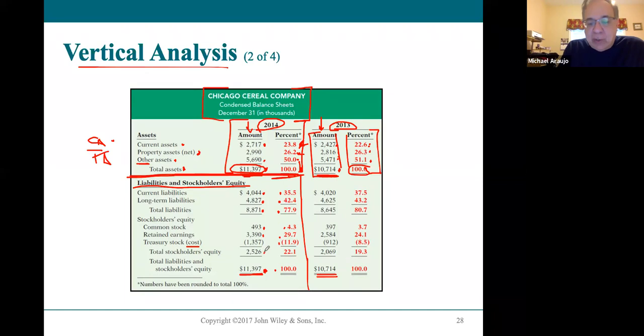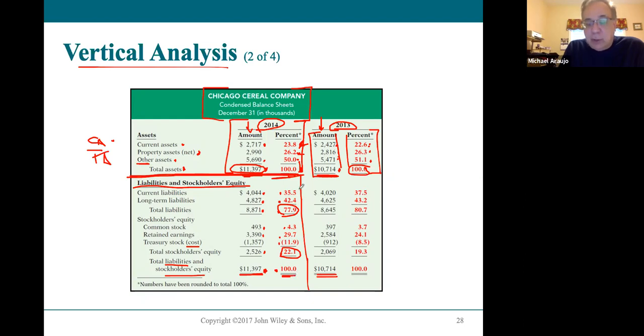Total stockholders' equity was 2526 divided by 11,397, which means that the total stockholders' equity was 22.1% of the total liabilities and stockholders' equity. Well, again, you can look at it a few ways. Total liabilities, 77.9%. Total stockholders' equity, 22.1%. 77.9 plus 22.1 is 100%, guaranteed.